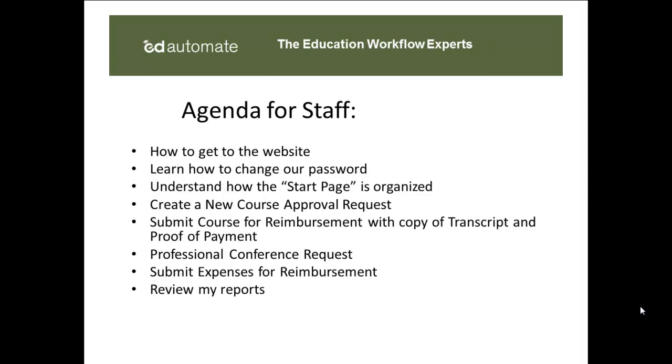Our agenda today is pretty simple. How do we get to the website to complete our request? How do we change our password? What is a start page and how is it organized? Creating my first new course approval request. Then asking for reimbursement so I can get paid for that course that I just took. And then a professional conference request and submitting my expenses for that reimbursement. And then lastly, the ability to review my reports.